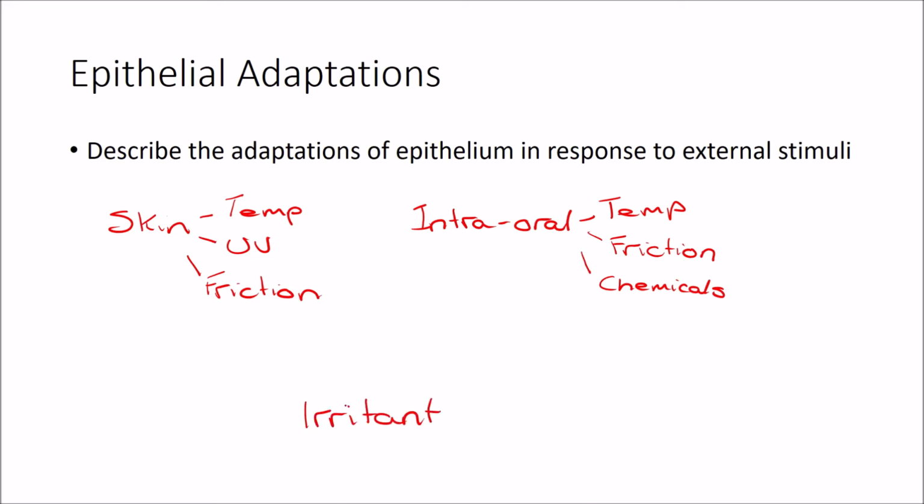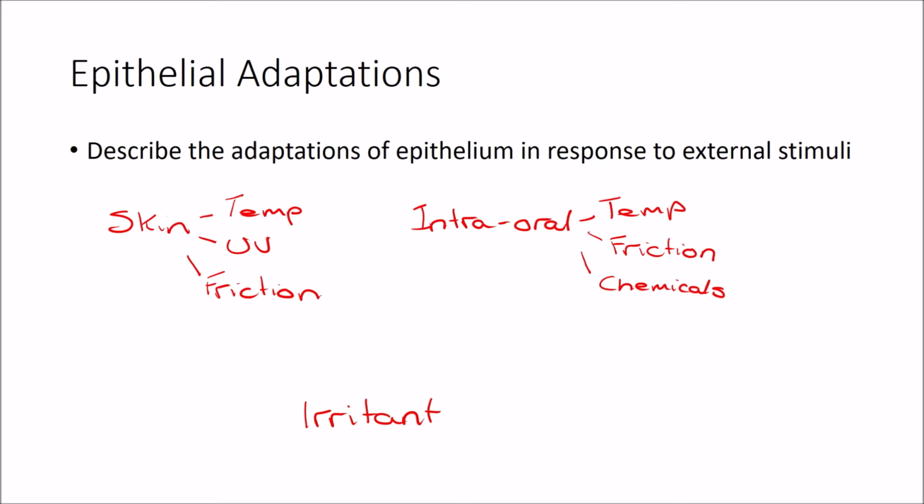An irritant is anything which irritates the epithelium. And our body is really well designed to make changes to help tolerate irritants. There's levels at which we can tolerate, and then there's levels at which it causes so much damage to the epithelium that we can no longer tolerate it, and then different things happen.